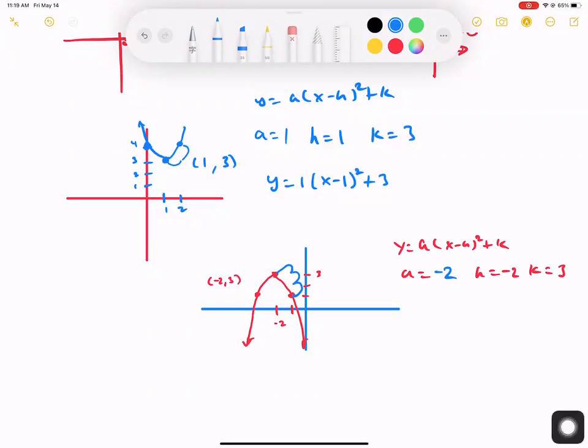Now we have everything we need. y is equal to -2, x minus -2 squared plus 3. Now take a look here, I put a negative and a negative, so we can change that automatically. y is equal to -2, x plus 2 squared plus 3.